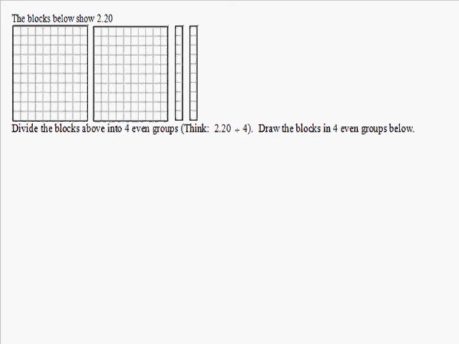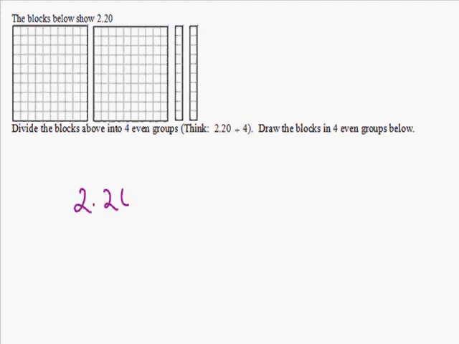Well, these are base 10 blocks. So these flats represent 1 whole. So that's 1 whole and 1 whole. And these rods represent tenths. That's 1/10 and 2/10. We could count it up and see that these are actually 20 hundredths in total. So that's how they're getting 2 and 20 hundredths. Let's go ahead and do our long division.